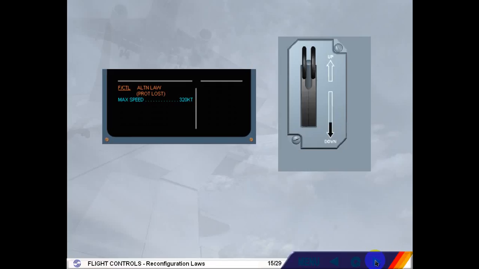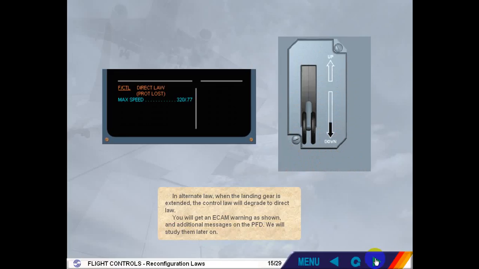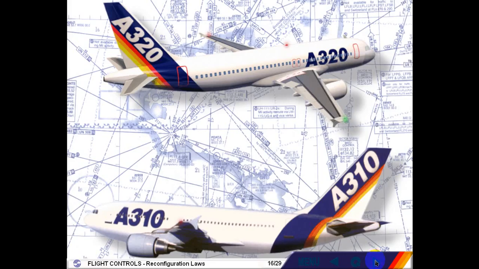In alternate law, when the landing gear is extended, the control law will degrade to direct law. You will get an ECAM warning as shown and additional messages on the PFD. We will study them later on. Direct law, as the name implies, gives a direct relationship between side stick movement and the deflections of all surfaces. In effect, the A320 behaves like a conventional aircraft, and control sensitivity will depend on airspeed.